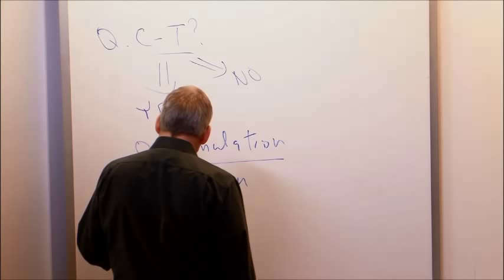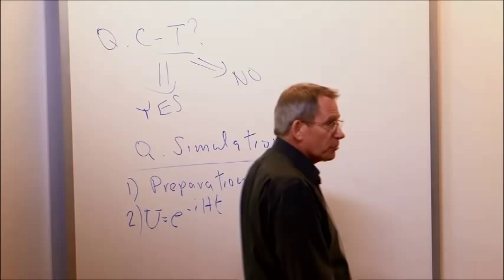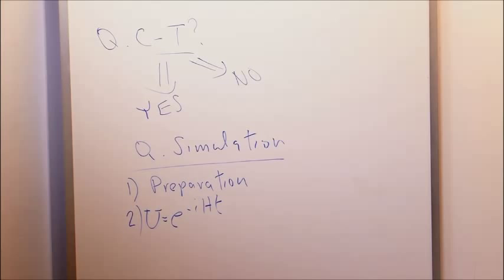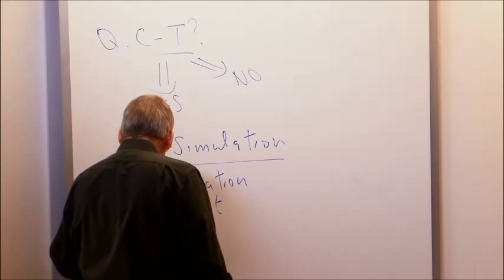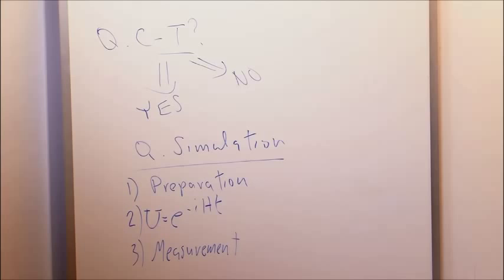I'll just say, well, I'll write e to the minus iHt, meaning a time evolution operator, though I don't necessarily want to restrict my attention to a time independent Hamiltonian. It might actually be a time dependent Hamiltonian. And then we perform some kind of simulated measurement of something which is computationally reasonable, like measuring some local observable.